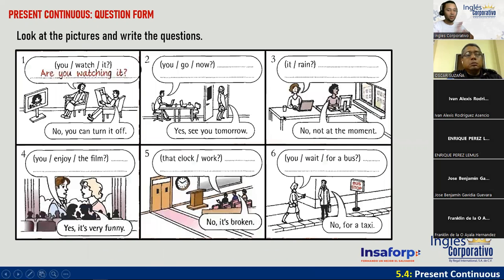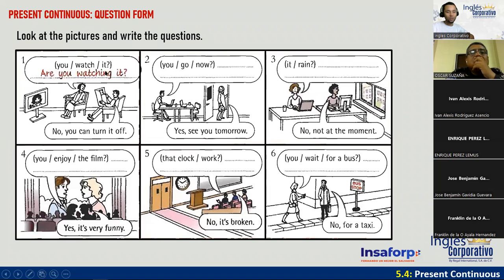¿Qué vamos a hacer acá? Veamos. Present continuous. Question form. Look at the pictures and write the questions. Van a hacer la pregunta utilizando las palabras que están en paréntesis. Hay que ver la situación, por supuesto.